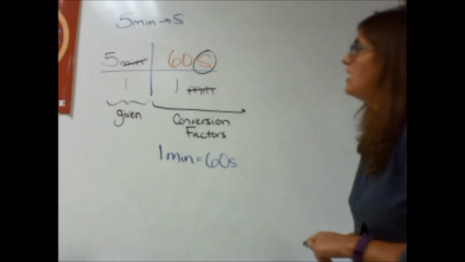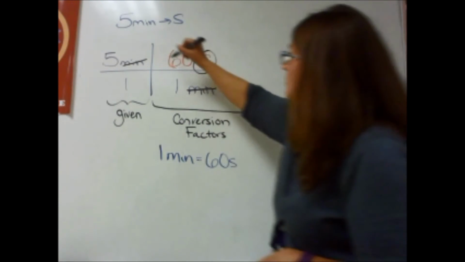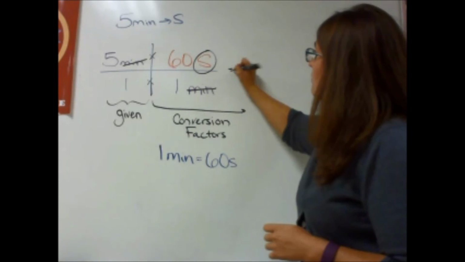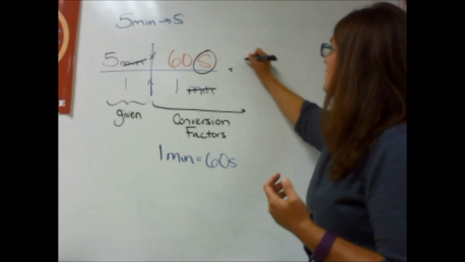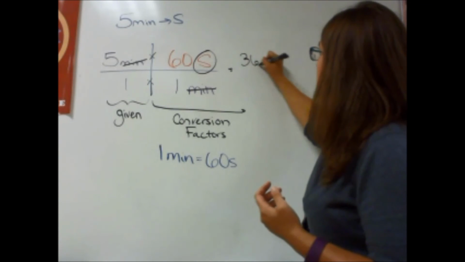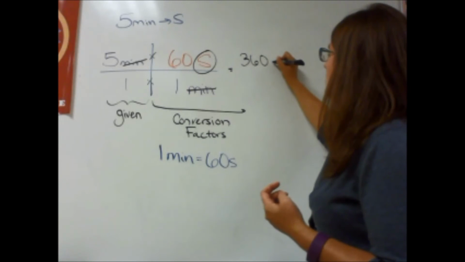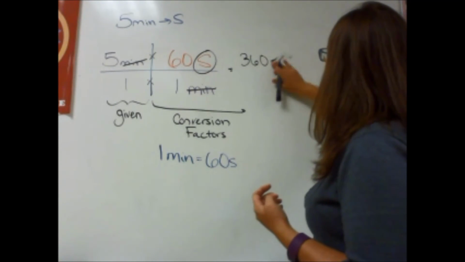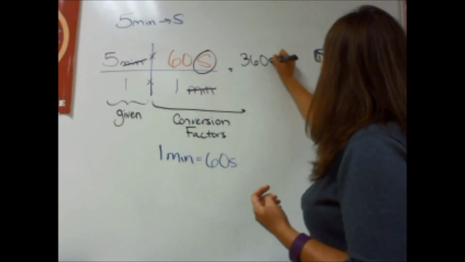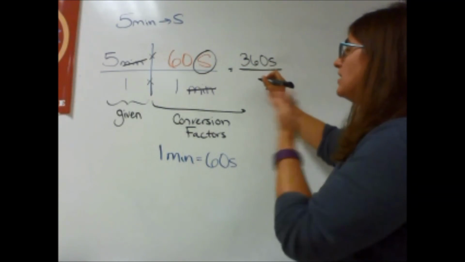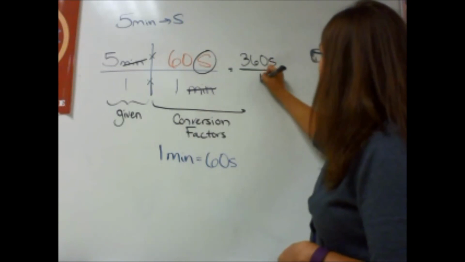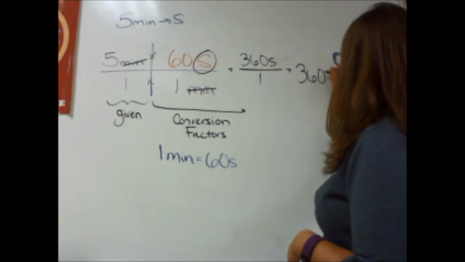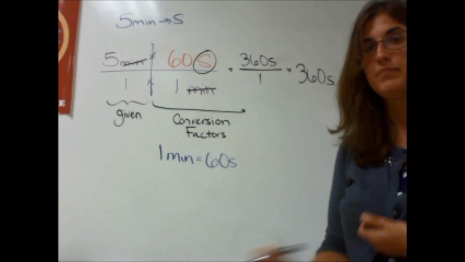Coming over to this side, now it's time to do the actual math. So 5 times 60, 1 times 1. So that would be equal to 5 times 60 would be 300 seconds. And notice on the bottom, it's 1 times 1, which is 1, so it's going to be 1, and there are no units, which gives us an answer of 300 seconds.